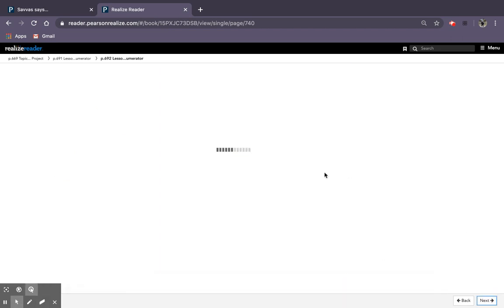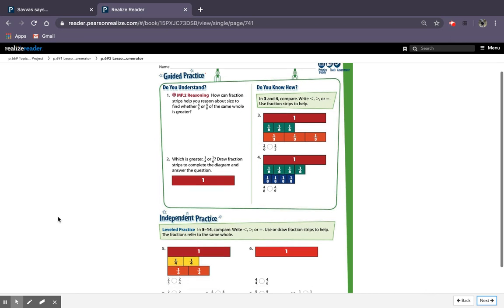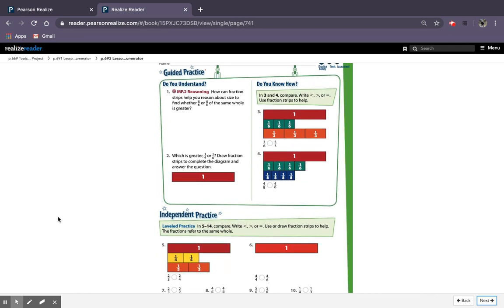Okay, and moving on to our last page. So for the guided practice, number 1, it says, how can fraction strips help you reason about the size to find whether 4/6 or 4/8 of the same whole is greater? So a sample answer for this, this just means that it doesn't have to match the answer exactly, and maybe you have a different answer that I will read when I check your work.